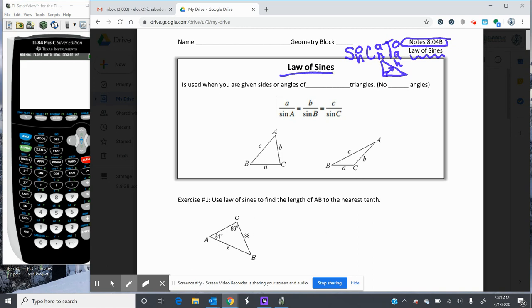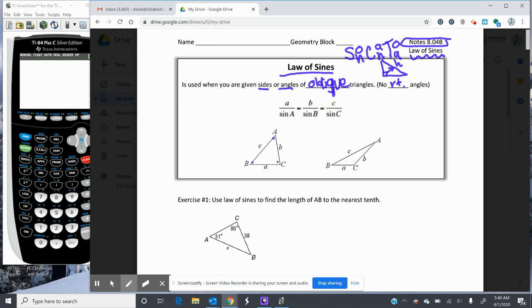Now, this is used when you're given sides or angles of oblique triangles, when there's no right angles. So an oblique triangle is just a triangle. It could be scalene typically, but it's not going to have any right angles at A, B, or C here.